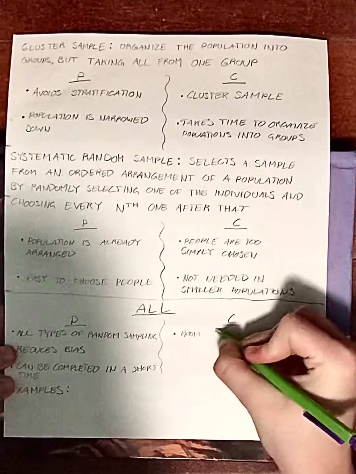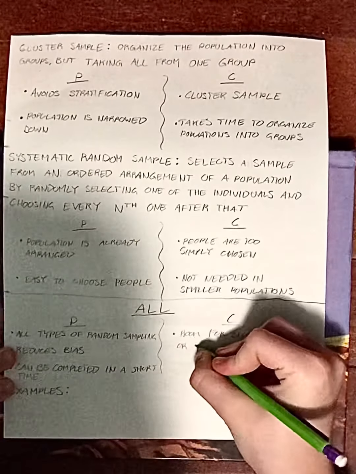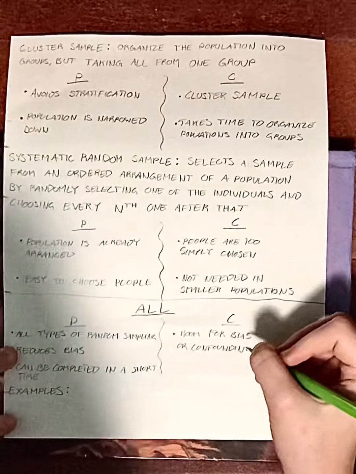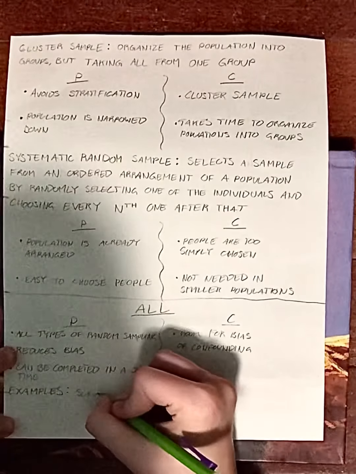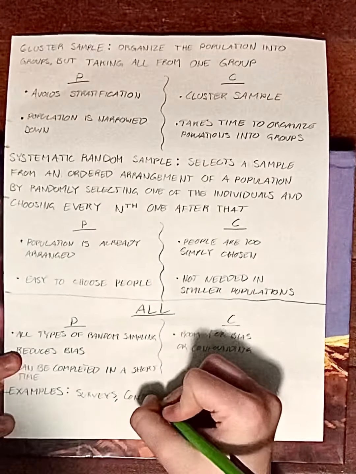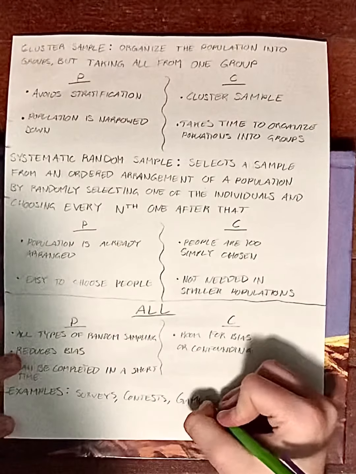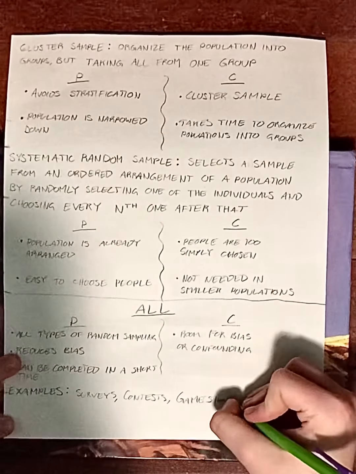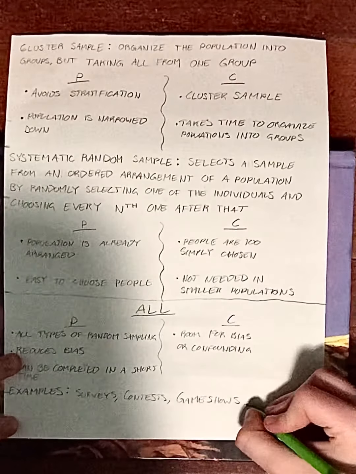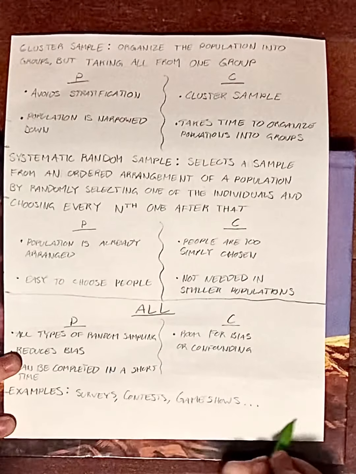The pros of all the types of samplings are that they're all random, they reduce bias, and each of them can be completed in a fairly short time. A con they all have in common is that there's always room for bias or confounding. Examples are surveys, contests, mainly raffles, game shows, experiments, stats class examples, weight loss articles, toothpaste, and medical recommendations.